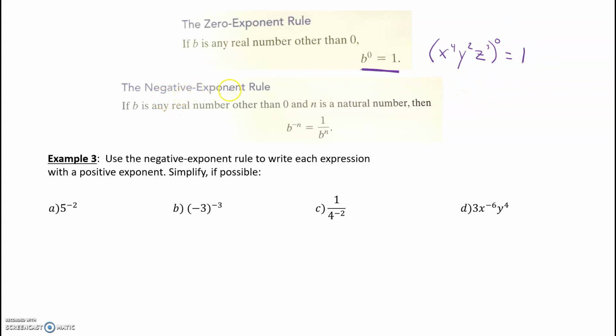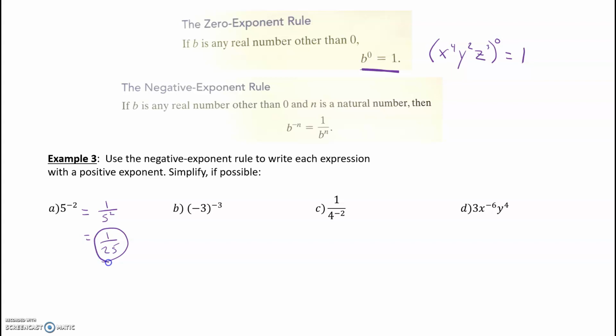Next one is the negative exponent rule. So if you look here, anything to a negative power actually becomes the reciprocal. So it's 1 over b to the power of n. So if we look here, we know 5 squared is 25. So 5 to the negative second power is 1 over 25. So we're going to write this, again, to get rid of a negative, we're going to take the reciprocal, so it'll be 1 over 5 squared. And again, we know 5 squared is 25.